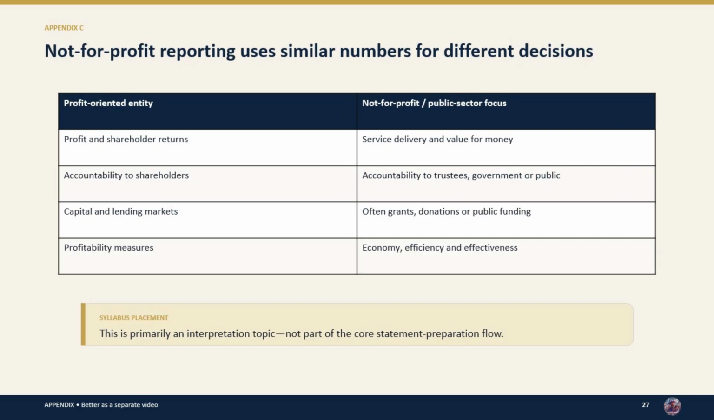Not-for-profit and public sector entities still need reliable information about assets, liabilities, income, costs, and cash. The decision focus changes. A profit-oriented entity emphasizes profitability and shareholder returns. A not-for-profit or public sector organization may emphasize service delivery, value for money, accountability for grants or public funding, and economy, efficiency, and effectiveness. This is mainly an interpretation topic in FR, so it belongs in a separate lesson rather than inside Aurora's preparation flow.